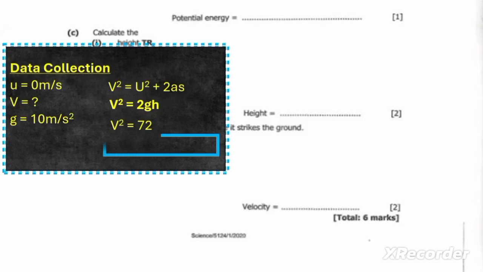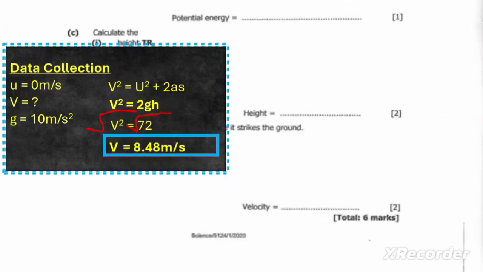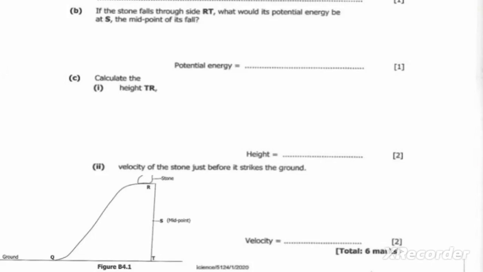So here we write 10, here we write 3.6, and we are going to get 72. We find the square root of this one. We are going to get 8.48 meters per second. We are done with this question.